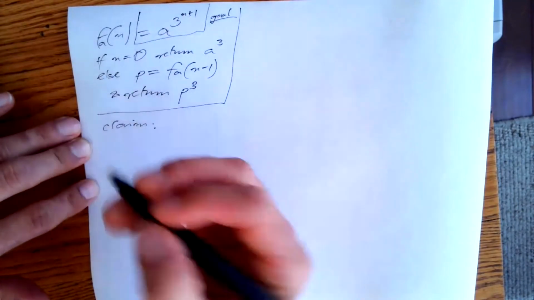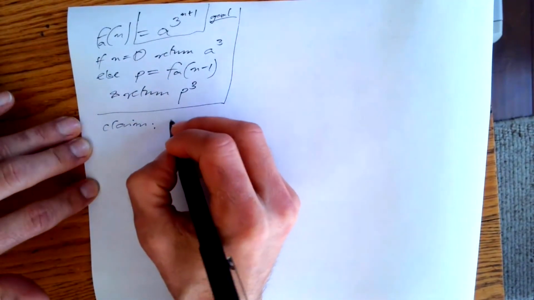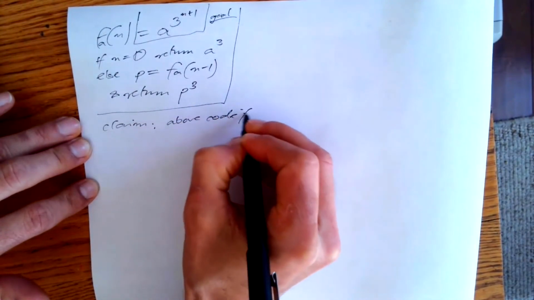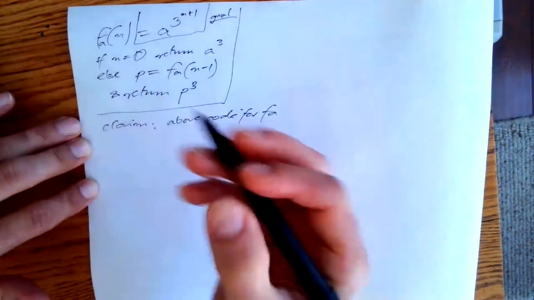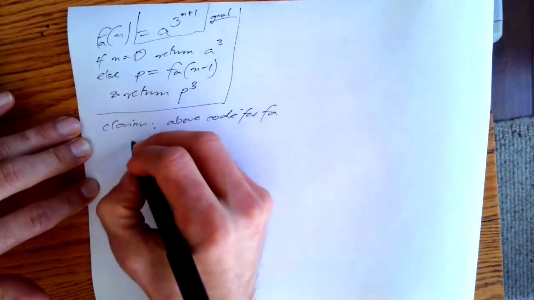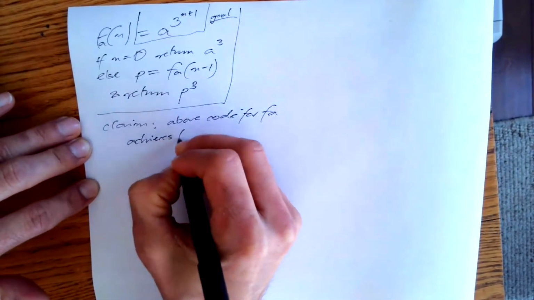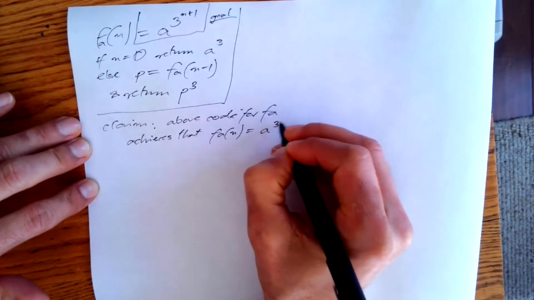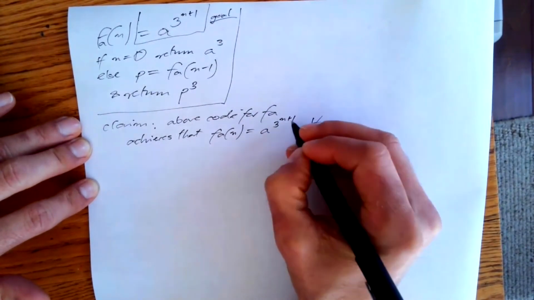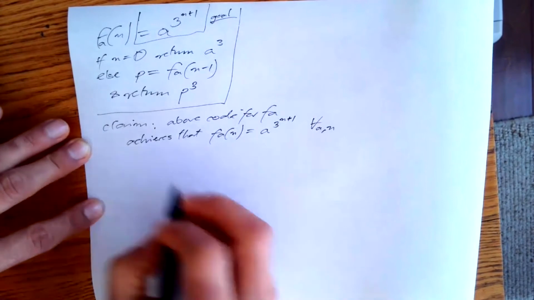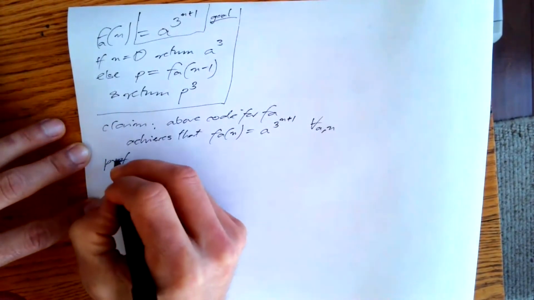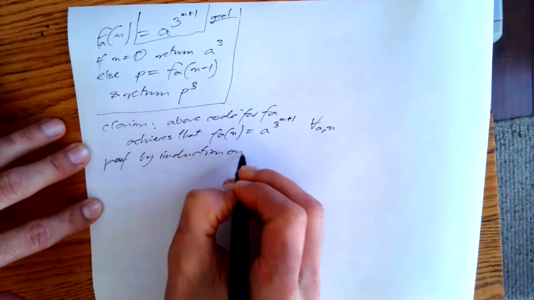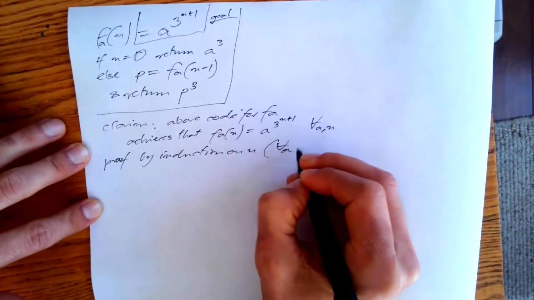Okay, so what we claim is that the above code for FA achieves that FA of n is a to the 3 n plus 1 for every a and n. Okay, and a proof by induction on n, and the proof is done for every a.